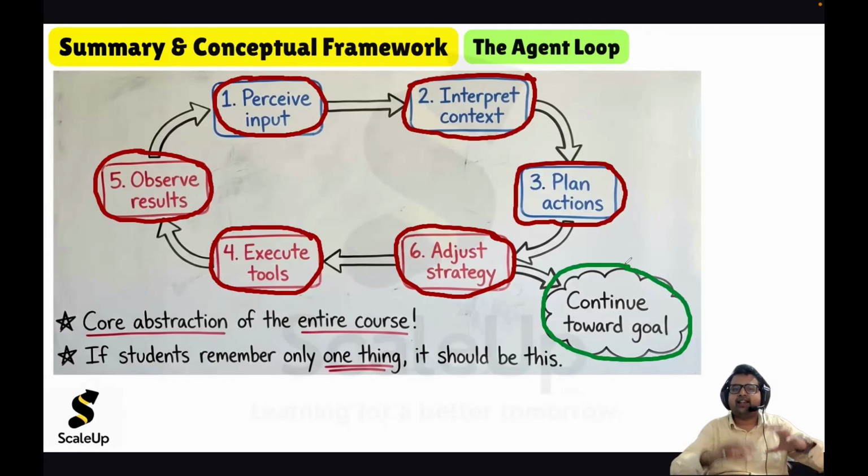So agentic AI application is all about this. Agent is all about this. Whether you are dealing with one agent or multiple agents, every agent is doing this. They are working towards accomplishing a goal, and this is how they accomplish the goal. So this is the most important key takeaway from this module. This will help you in building agentic AI applications.